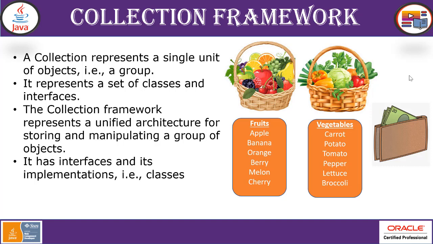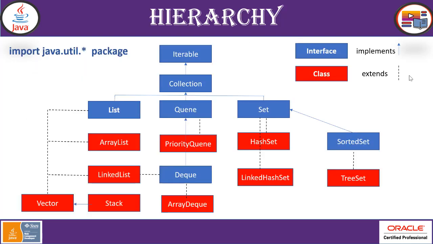The collection framework represents a unified architecture for storing and manipulating a group of objects. The benefit of the collection framework, compared to other types of lists we can make with the help of arrays or any other way, is that the complete group of objects can be manipulated. It has interfaces and implementations, that is classes, and algorithms and many more. Now let's take a look at the hierarchy of the collection API.